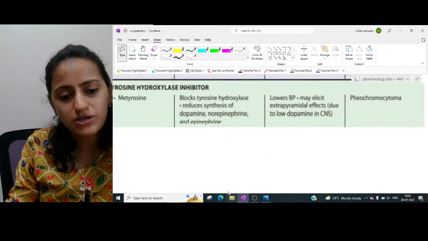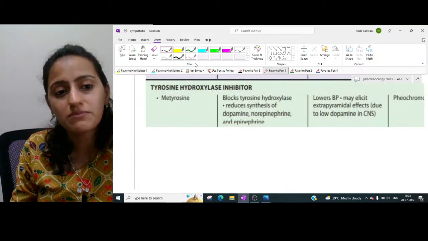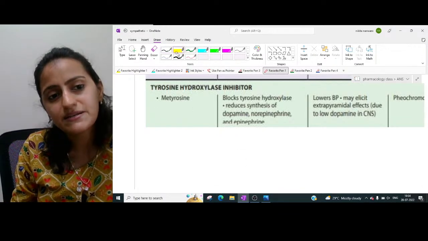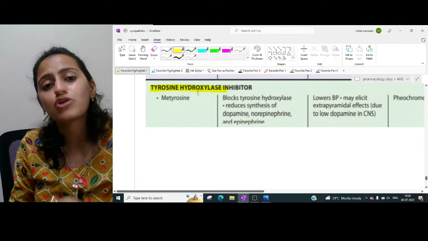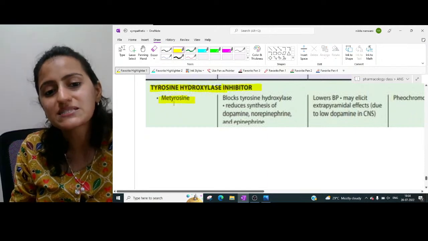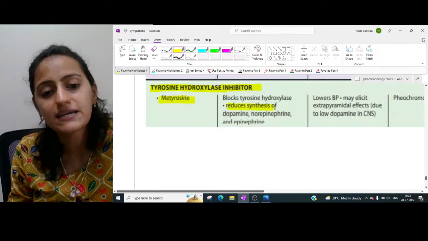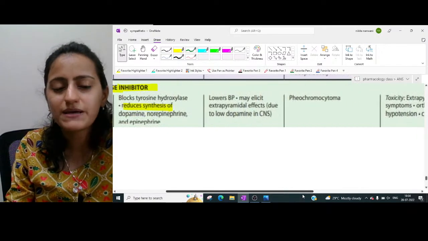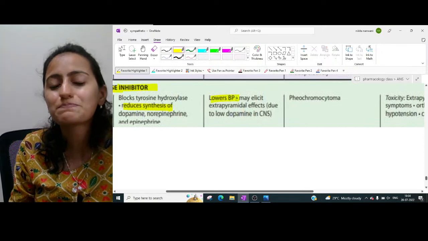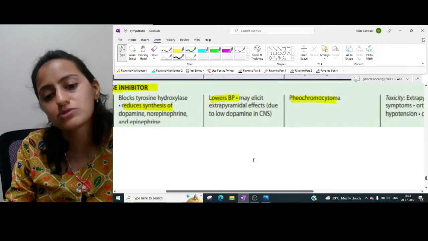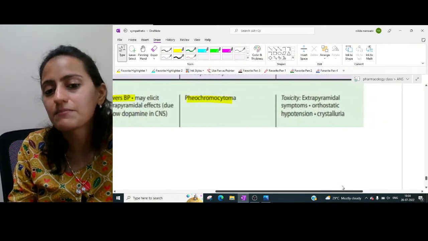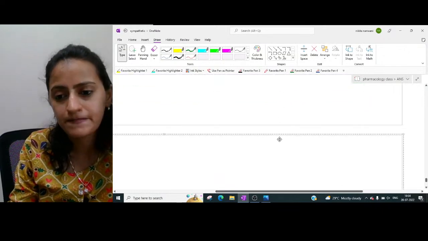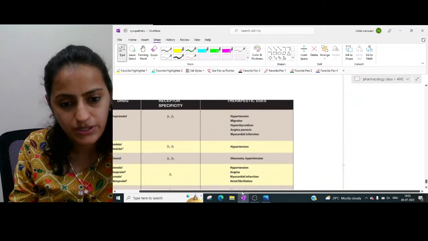An important point to remember here, in your catecholamine synthesis, the rate limiting step is tyrosine hydroxylase, the inhibitor of which is metyrosine. So basically it reduces the synthesis of these catecholamines. So it's used to lower the blood pressure and in pheochromocytoma to reduce catecholamines. So that's done.